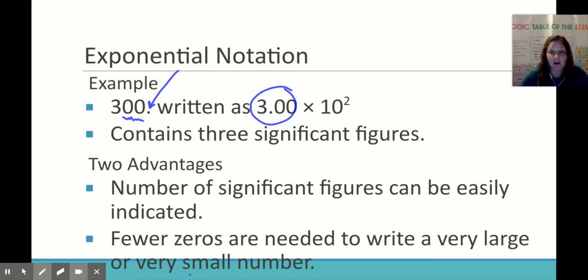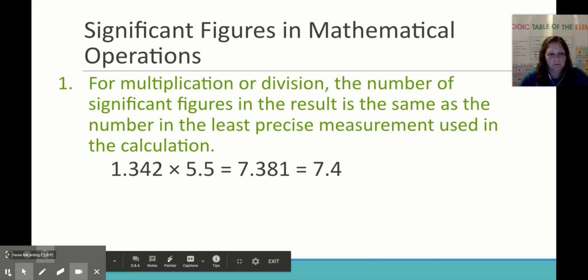If we are using exponential notation, we know that every single number that's written before the times 10 power will be considered a significant figure. And because we do not have to write trailing zeros and leading zeros, we're going to have a smaller group of numbers to work with, which makes it easier for us in terms of not making mistakes.